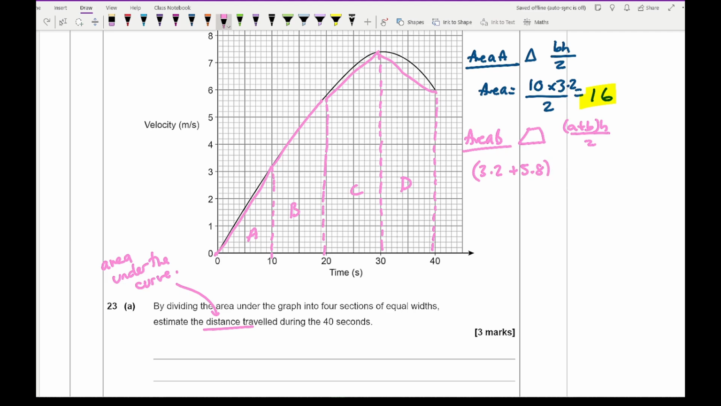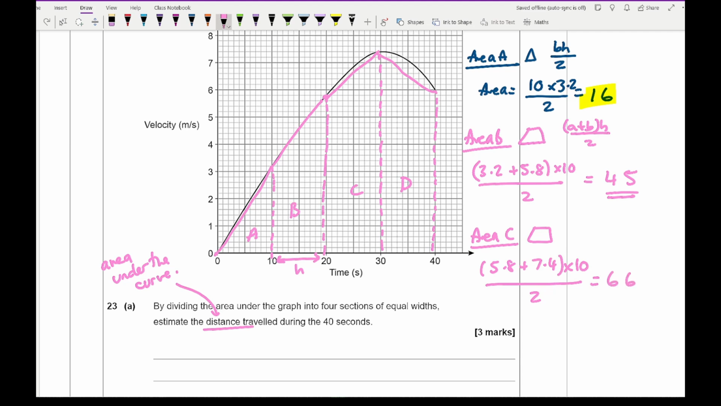And I'm going to multiply that by the height, which is this here, which is 10, and I'm going to divide all of that by 2, in which I get an answer of 45. Then for area C, again, that's another trapezium. A is the smaller side, so that's going to be 5.8 plus B, which is roughly around 7.4, multiplied by the height of that trapezium divided by 2, and that gives me an answer of 66.